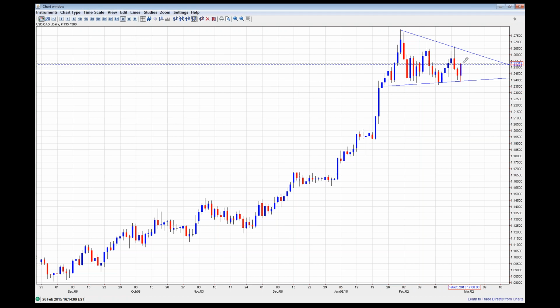And let's say if the US dollar Canadian dollar did break out and this pattern proved to be a continuation pattern, I definitely want to see the US dollar index break out from its consolidation too for added confirmation.